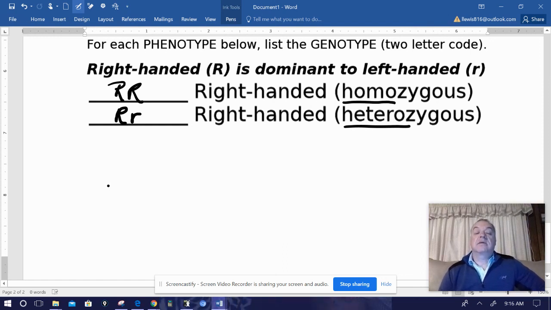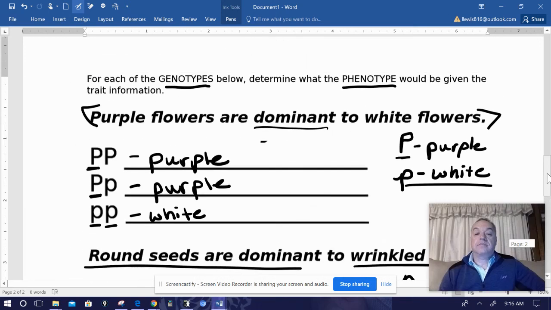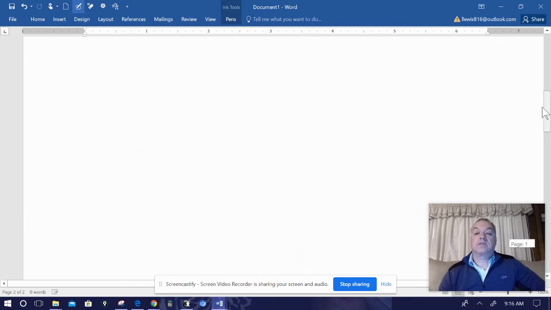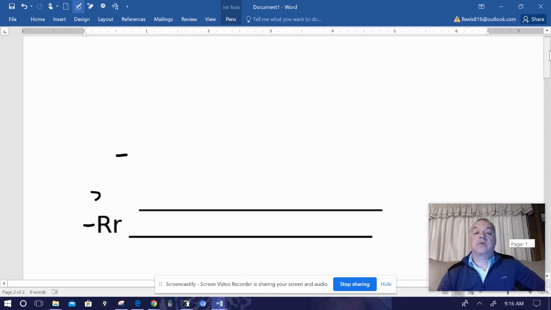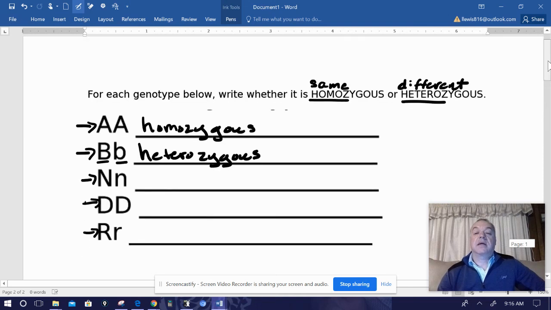This ends our conversation about phenotype and genotype for right now. We also talked about the two words heterozygous and homozygous.